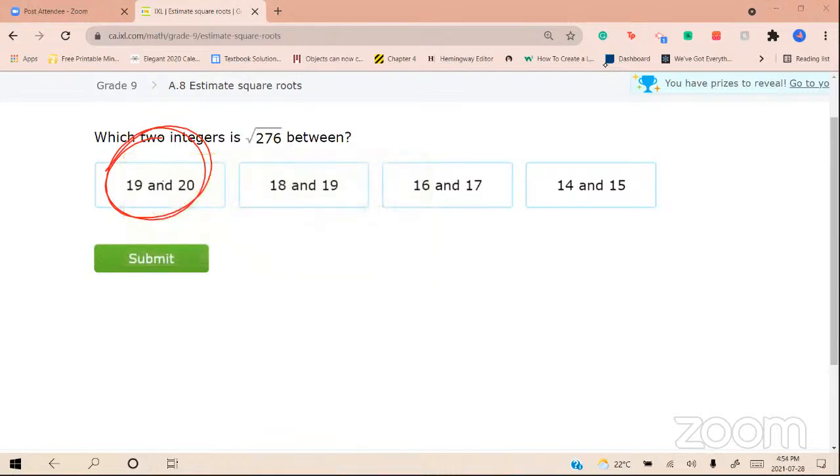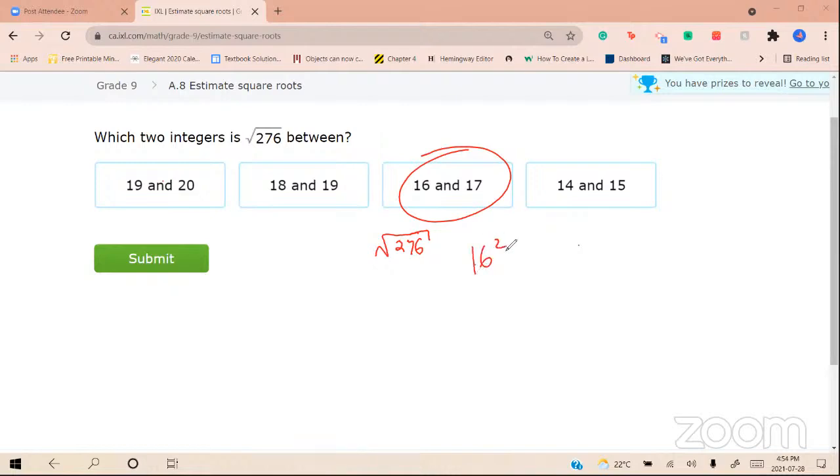Okay, so which two integers is root 276 between? This one might be 16 and 17. 16 and 17? Yes. Okay, so let's see. So 16 squared is 256. Yeah. And 17 squared gives you, yeah, 289. Okay, so yeah, that works. Oh, I'm on the wrong setting. So we said 16 and 17. Was that the answer? Yes.